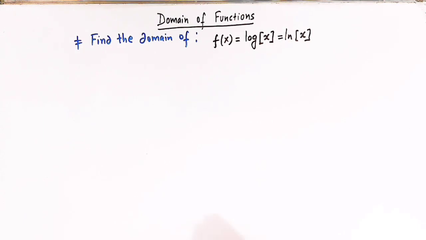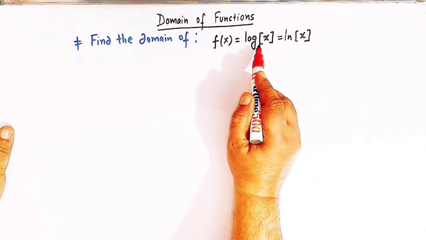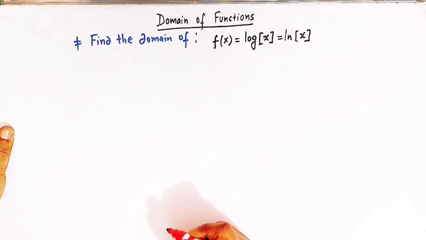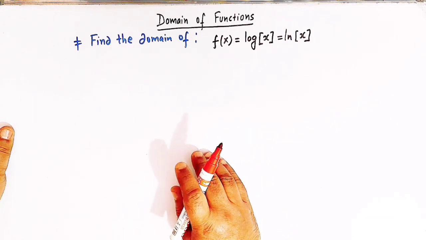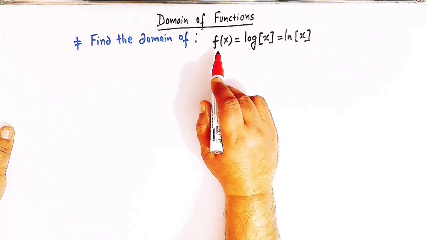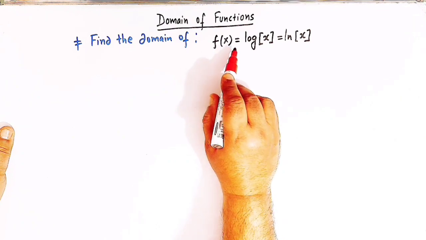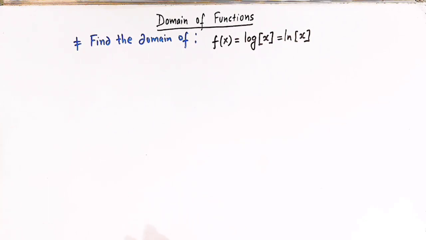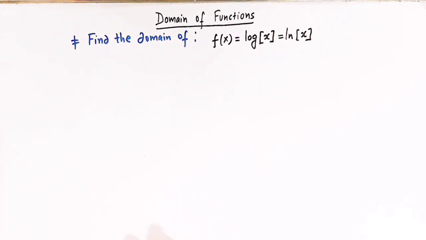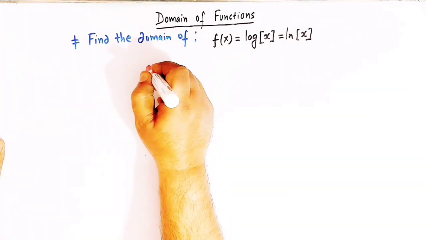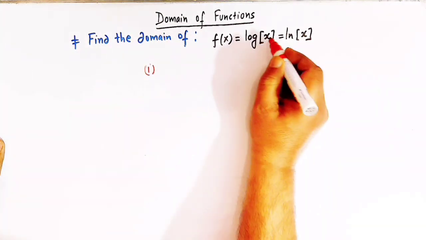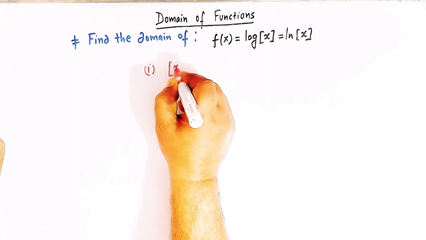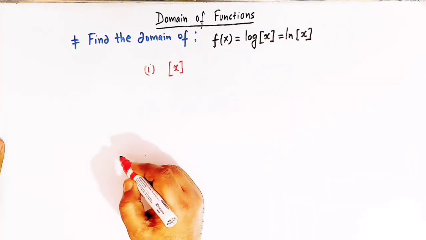So now to get the domain of this function, we'll make use of the definition of greatest integer function, right? And we'll also draw some important conclusions to arrive at the domain of this function. So let us take these important points one by one. So the first important point is that the greatest integer of x should not be equal to 0, right?